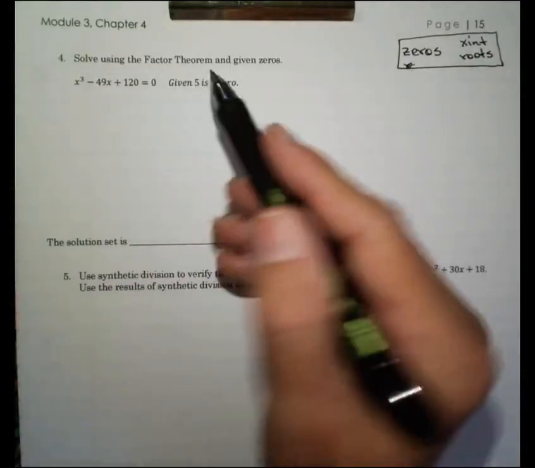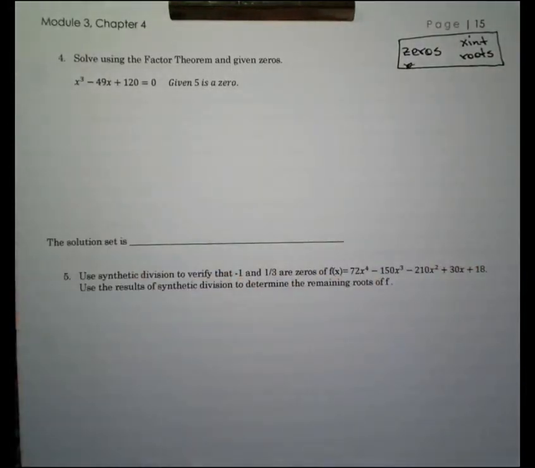Now, when we can factor and have factors, we can set those factors equal to 0. Remember, we could find the x-intercepts of the graph. We could find the zeros of the graph.